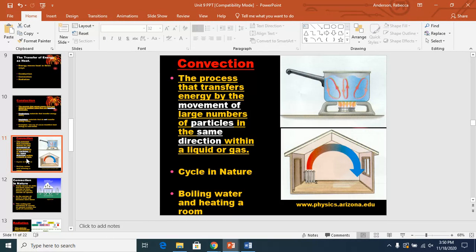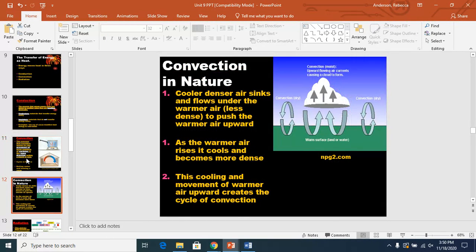Now, convection does happen in nature. That is how clouds are formed. Cooler, denser air sinks and the warmer air rises. So the movement of the sinking and rising of the warm and cold air is how we get clouds and air currents.